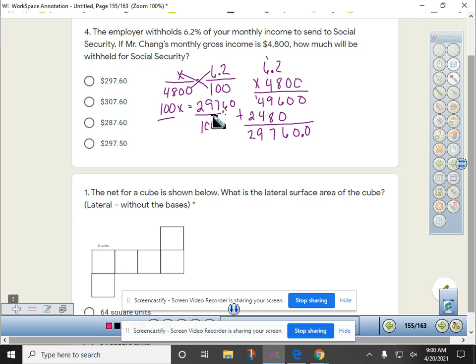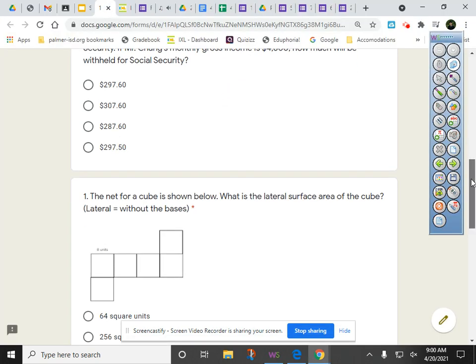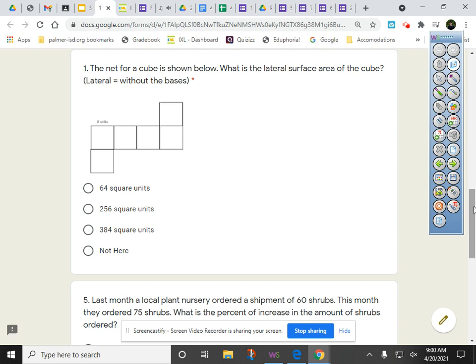I got the first one. Number 1, find number 1. I have number 1 next.